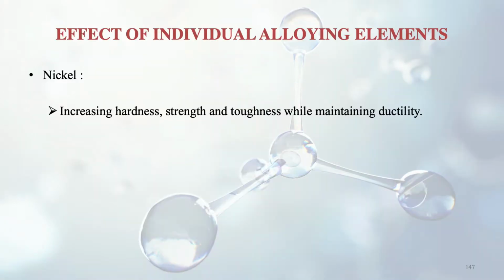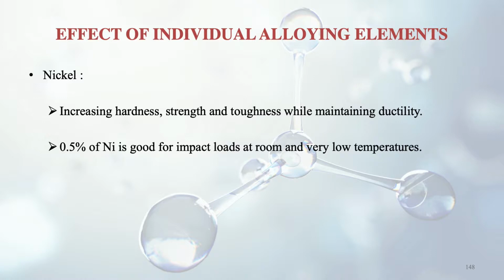Further, nickel. What does nickel do in alloy steel? It increases hardness, strength and toughness while maintaining ductility. This is a very good property, that it doesn't make the specimen brittle. The ductility is still there, and we get additional things: hardness, strength and toughness. Only 0.5% of nickel is good for impact loads at room and very low temperatures.